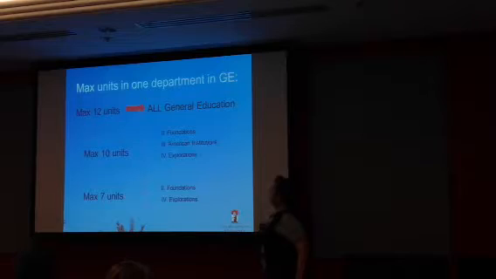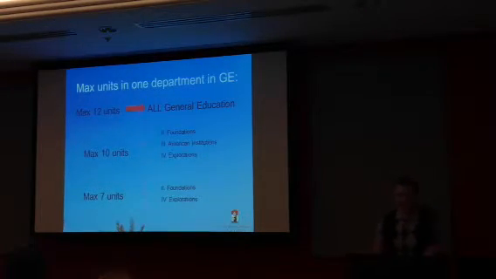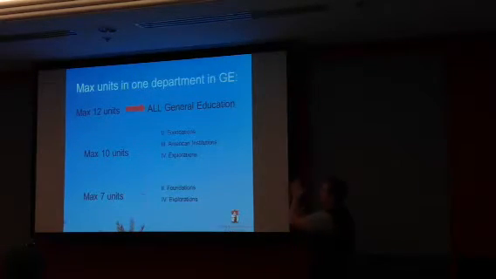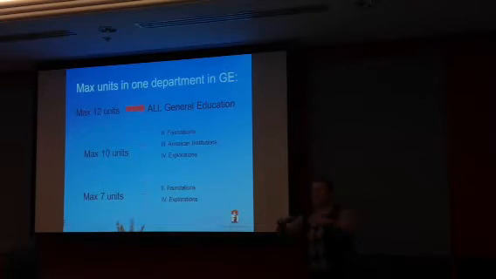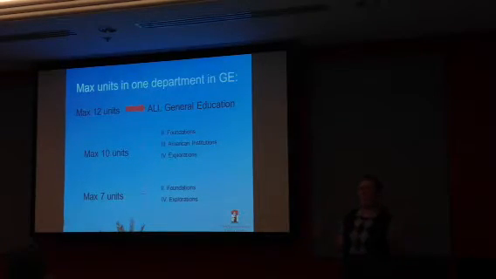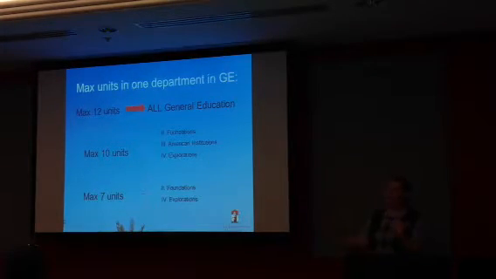So again, just to explain the concept. The reason we have these rules, maximum units in one department across GE, and these different tiers, is that we don't want a student taking all of the same courses. Because it's general education. The whole concept of general education is not to be in that little box like you are with your major courses, right? You're a chemistry student, you're taking a lot of chemistry, a lot of sciences. We don't want that with GE. We want you to take a little bit of everything.